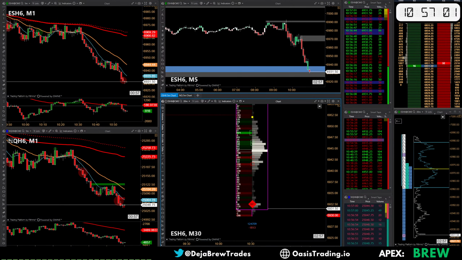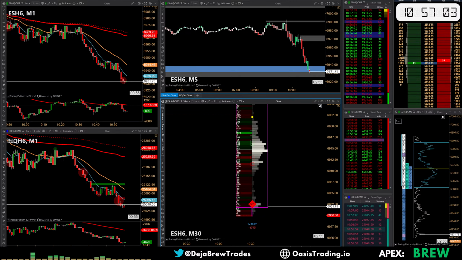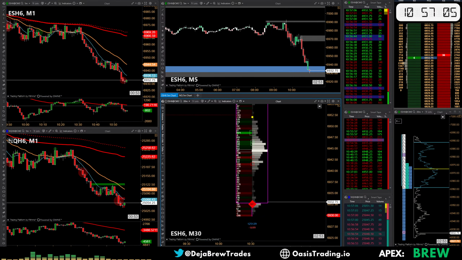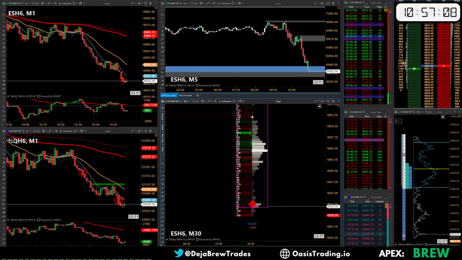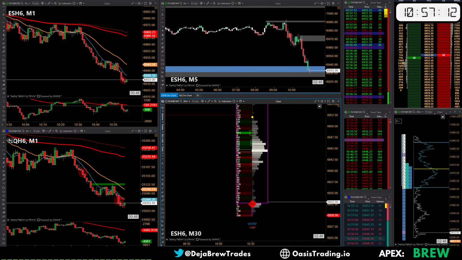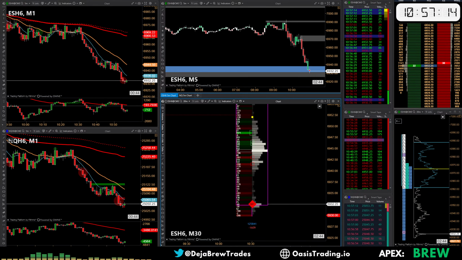3 minutes. And you will have a lot of single prints going back to VWAP. Like I said, nearly identical to yesterday. Yesterday, we filled them in immediately. Will it do the same thing today? We'll see.